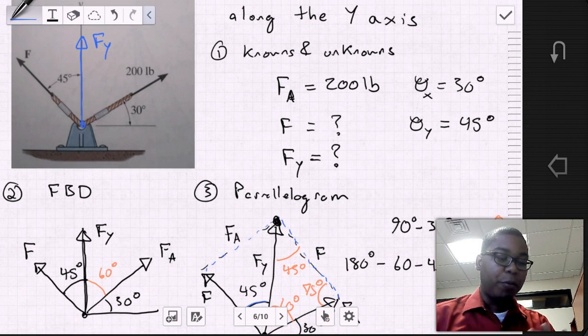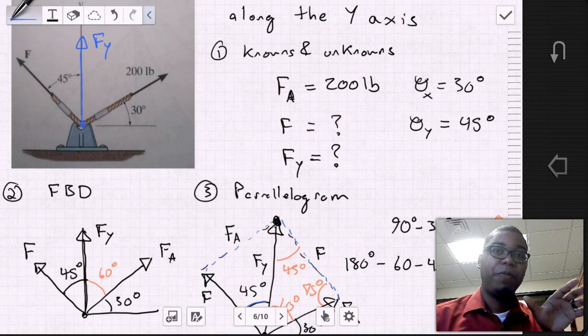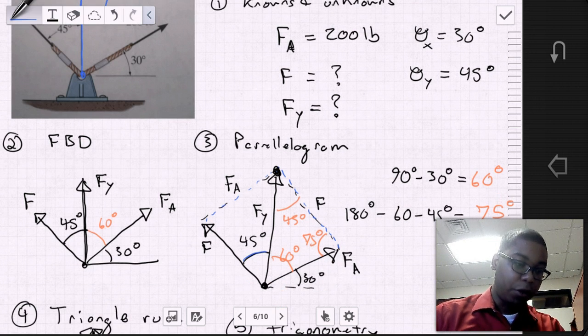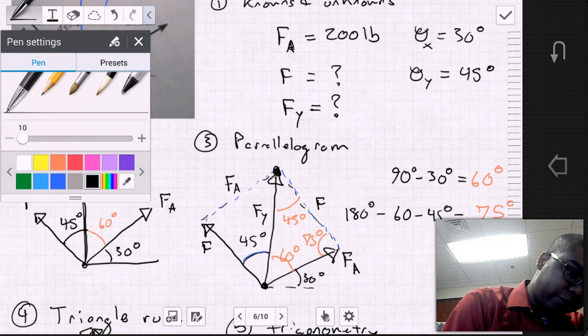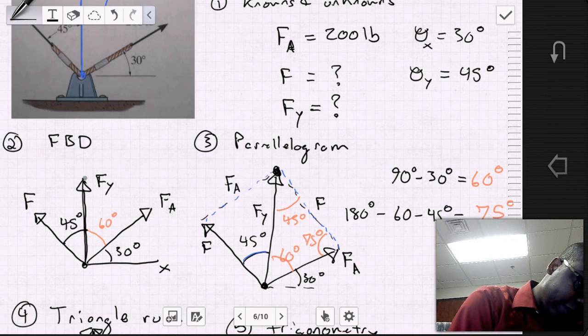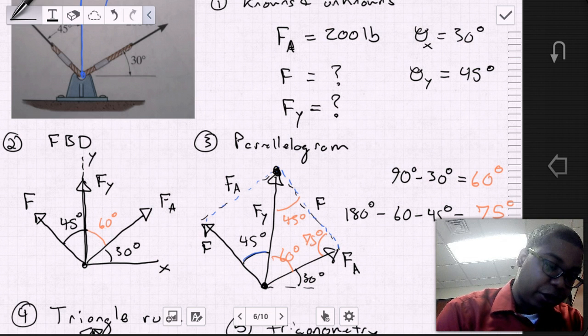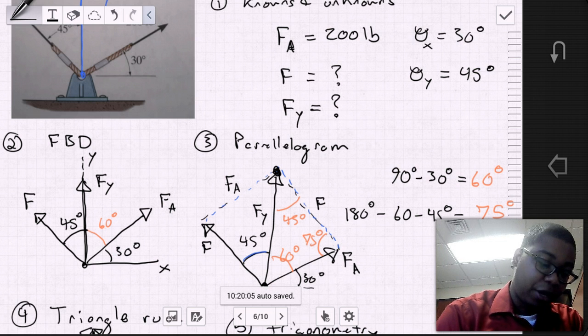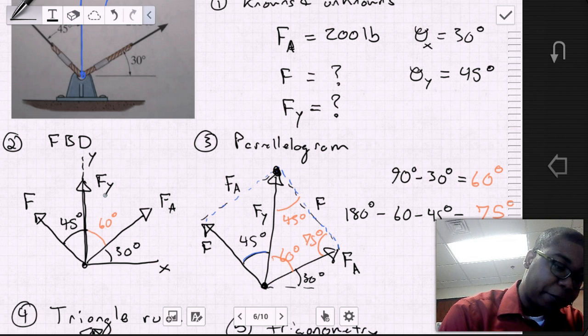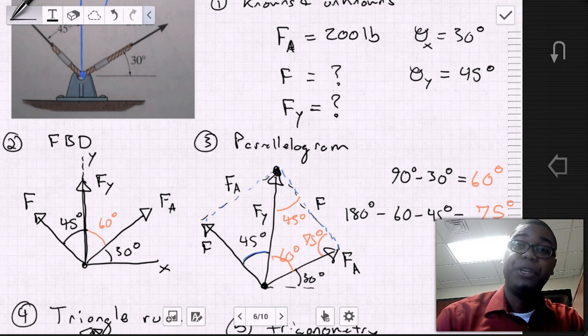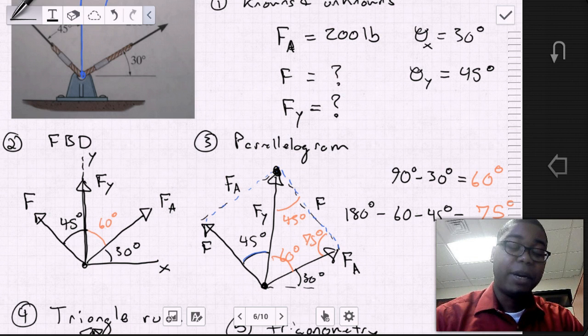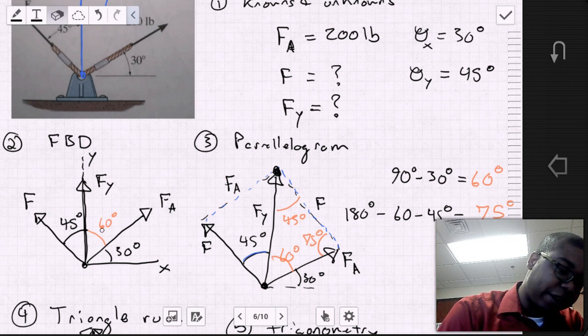We remove the pin, we remove the cables, and we replace everything with just the coordinate system and the vectors with their arrows indicating their direction. So we can do that. We have our x-axis and our y-axis. We draw our known Fa, which is at an angle of 30 degrees. We draw our unknown Fy, and we draw our unknown F, but the F is at an angle of 45 degrees. Then we examine our free body diagram and see what information we can extract from it, right?